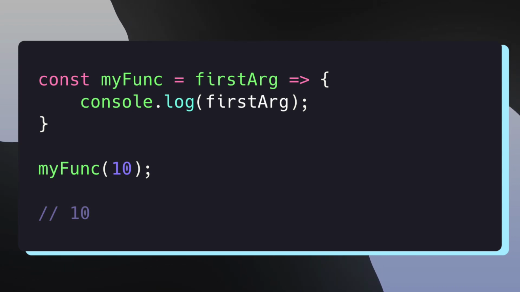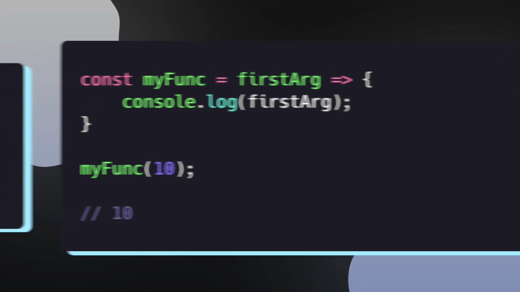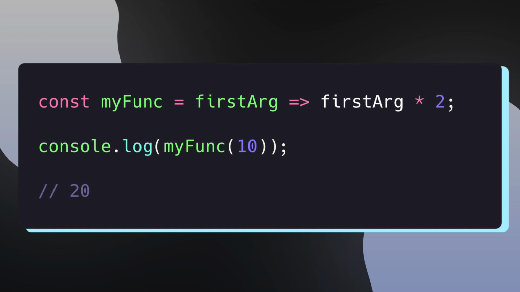If I had a single line of logic that returns a value that I wanted to return from my arrow function, I can actually omit my curly braces. So with this example, I have my first argument getting passed into my arrow function, and then I do first argument times 2 without any curly braces. What's going on here is that when I call this arrow function, I'm going to return the value of firstArg times 2. I didn't have to use a return keyword or even use curly braces.